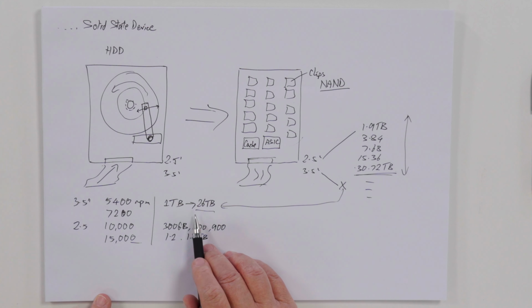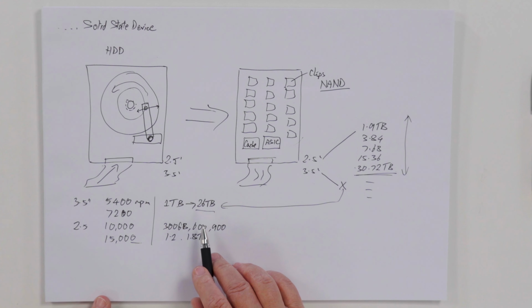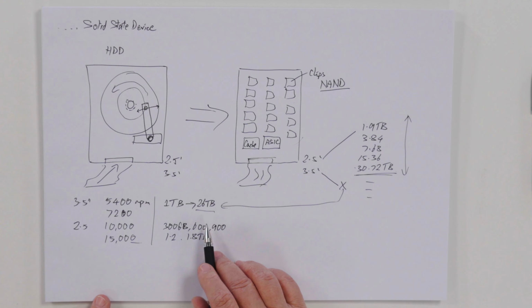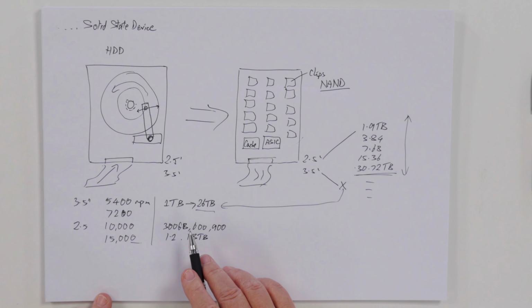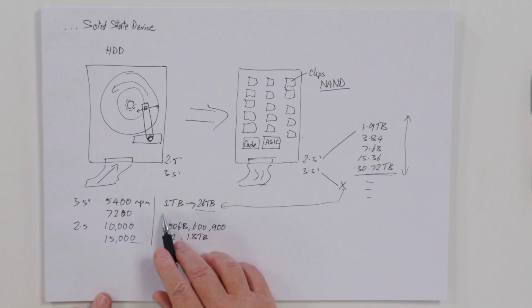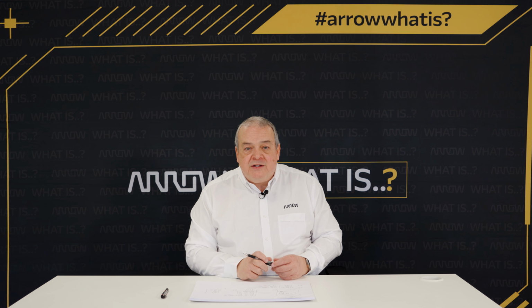And then for the spinning drives, we will see these still used, but basically for applications where they need a high capacity, but not necessarily the fastest access speeds. So slow access, high capacity. So I hope that's given you a little bit of understanding as to what a solid state drive is.